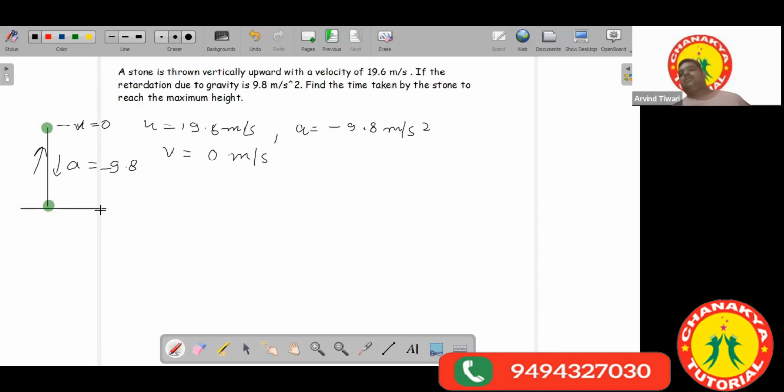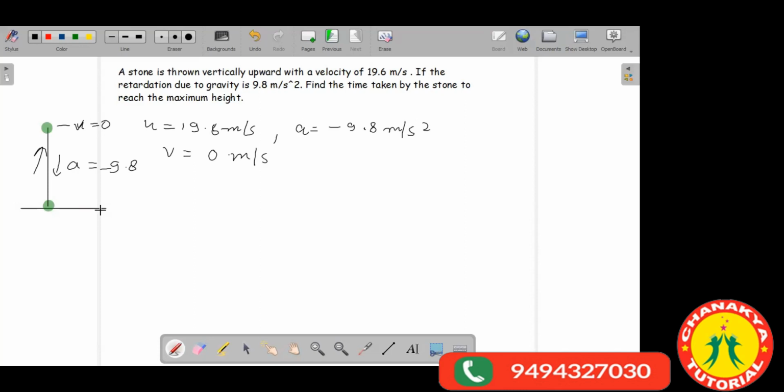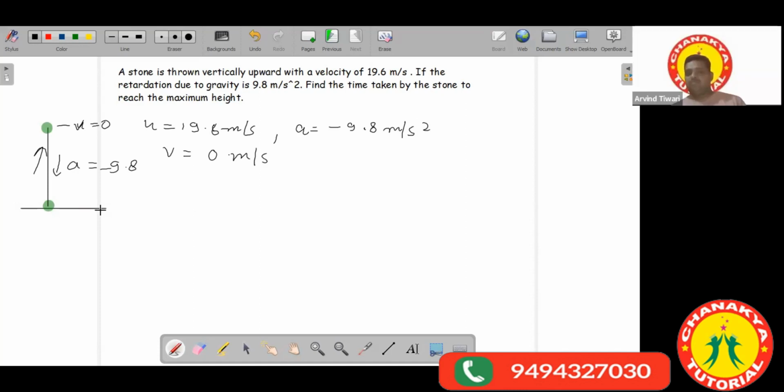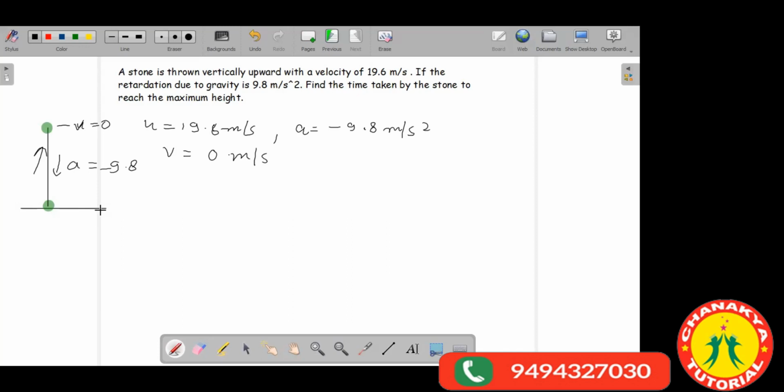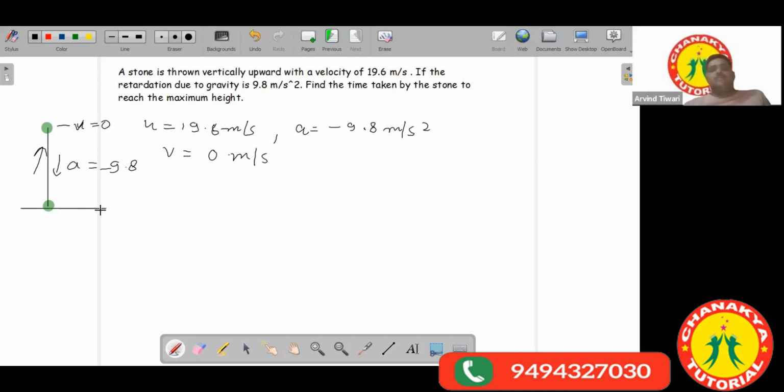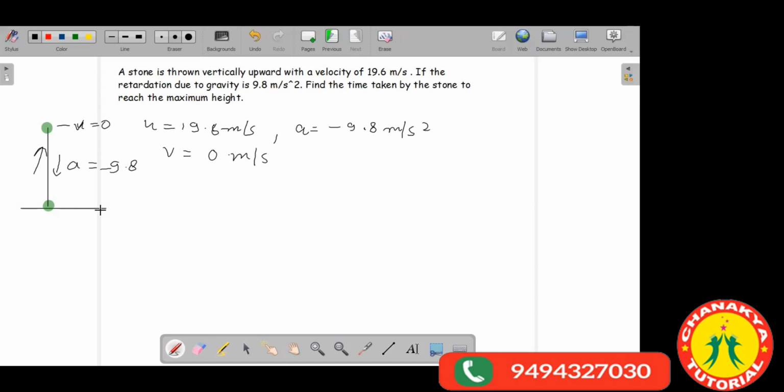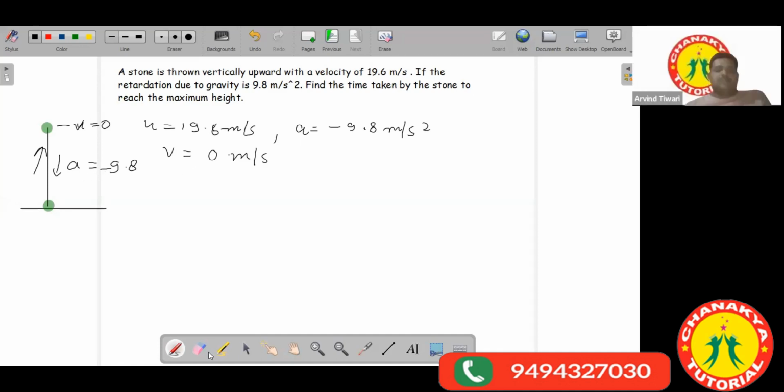Okay. So got the answer? Sir, I have a doubt. Yes. What is the doubt? Sir, in the question you wrote that a stone is thrown vertically upwards with a velocity of 19.6, whereas in the initial velocity you have written 19.8. It's 19.6 only. It's the double lighting over there. That's what you are getting confused.